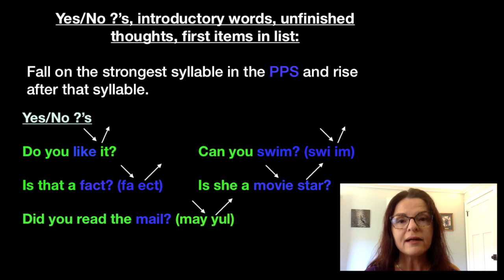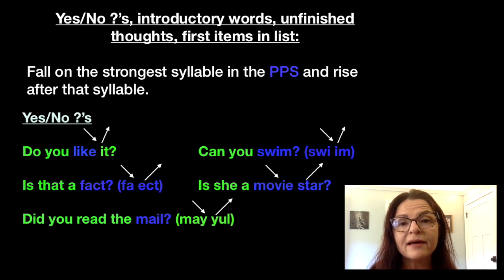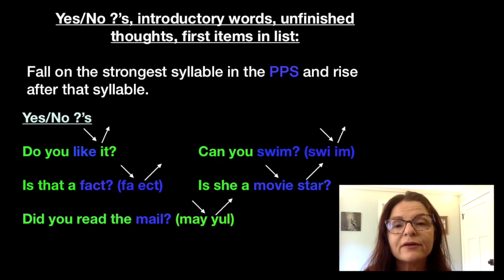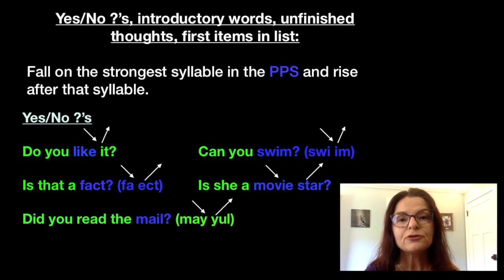Did you read the mail? When I divide mail into two parts, I'm going to stretch out the vowel and connect the A to the L with a Y sound. Mail. You'll hear yull on the way up. Mail. It's very important to put the Y to have smooth linking between the sounds in the word. Did you read the mail?